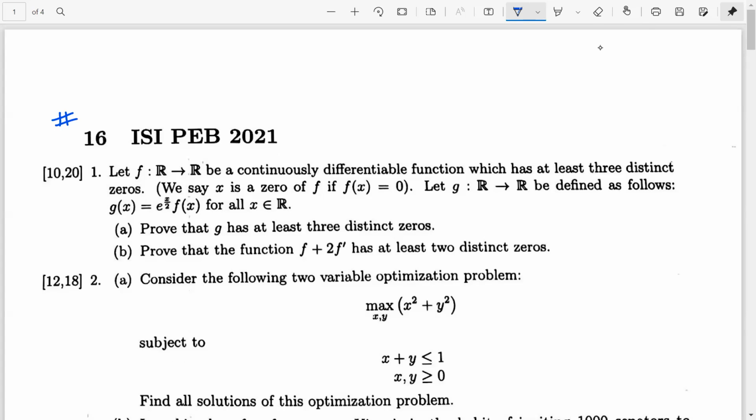Remember, MSQE has two exams. One is the PEA exam, which is objective type, and one is the PEB exam, which is subjective type. So this is the subjective paper for the MSQE entrance at ISI, and we intend to discuss the 2021 paper.